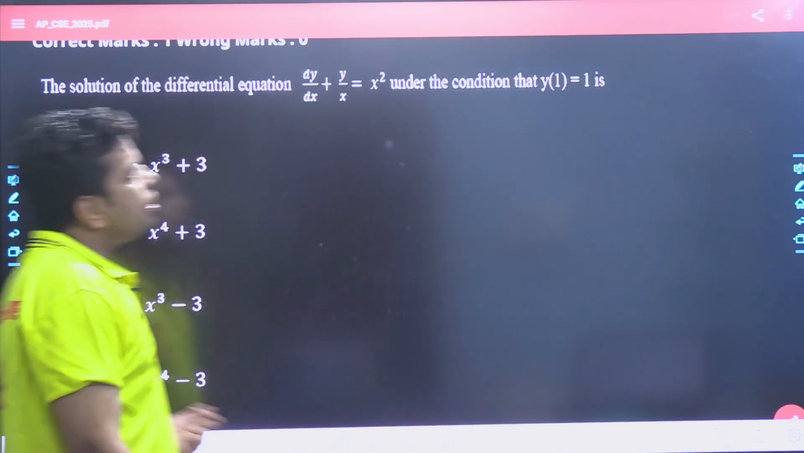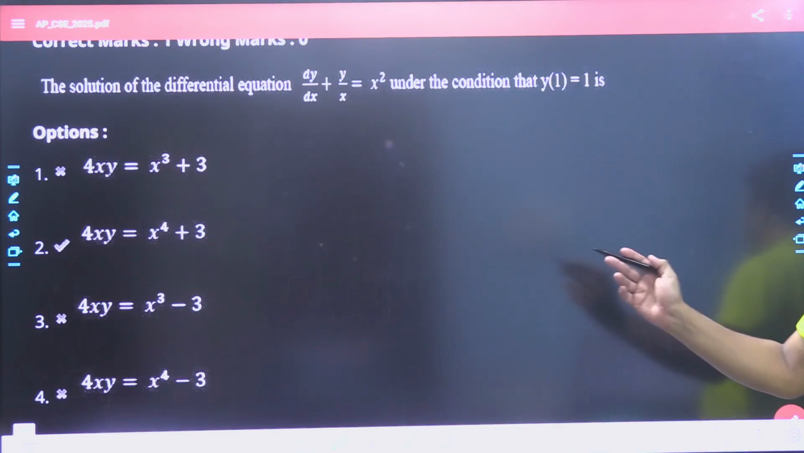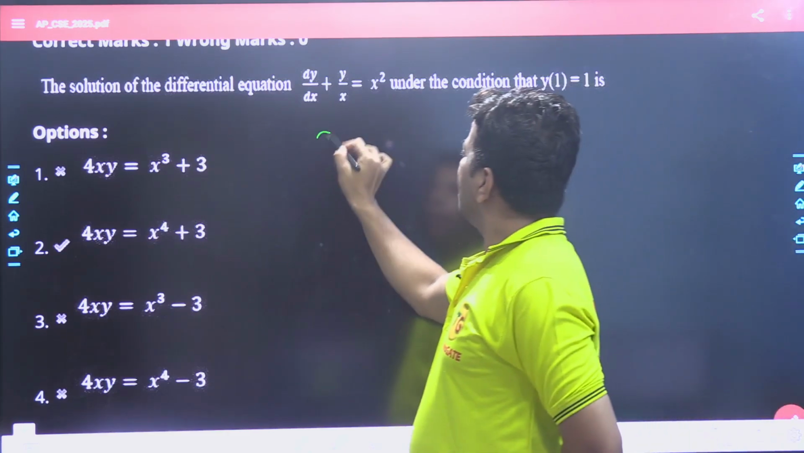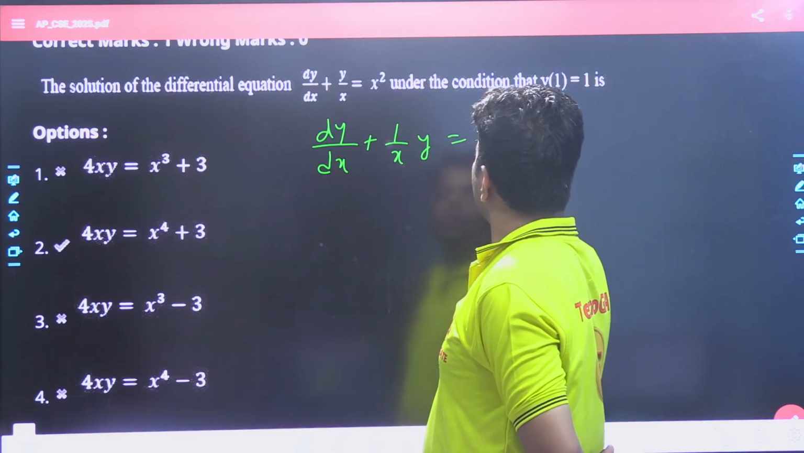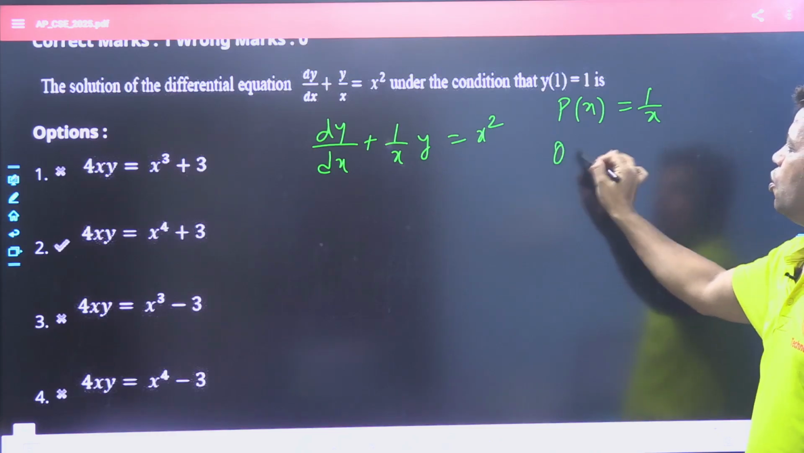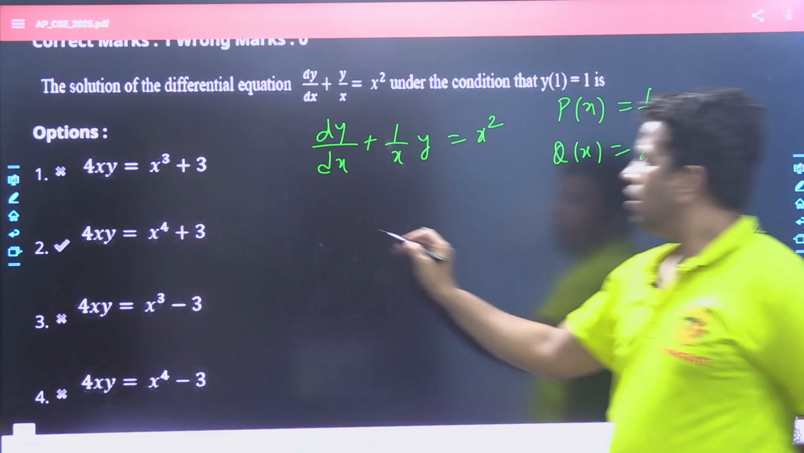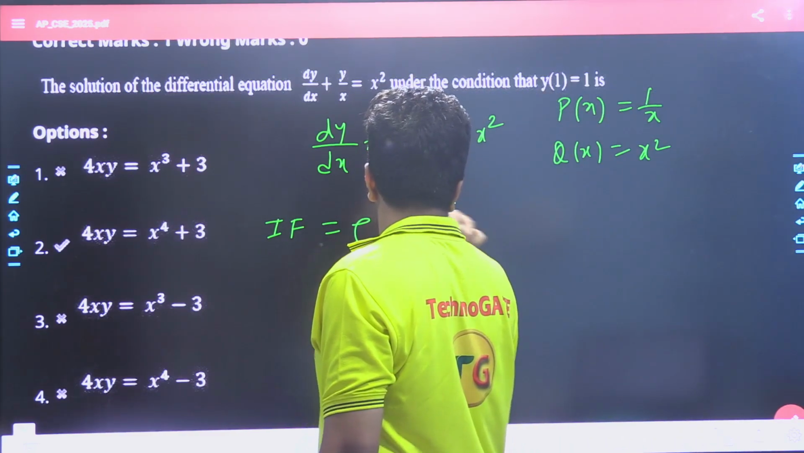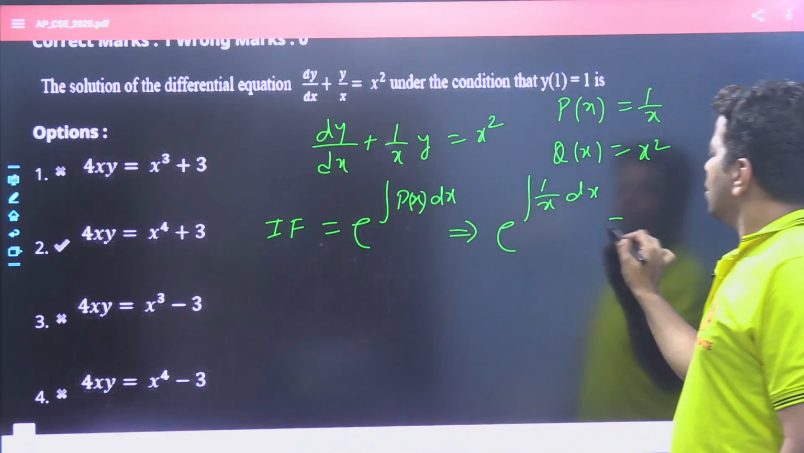So how can we find the solution for this particular differential equation? Just observe this: it is a first order equation. So dy by dx plus 1 by x y equals x square. So your p(x) is 1 by x, and your q(x) is x square. Now we can find the integrating factor, which is e raised to the integration of p(x) dx. So e raised to the integration of 1 by x dx.